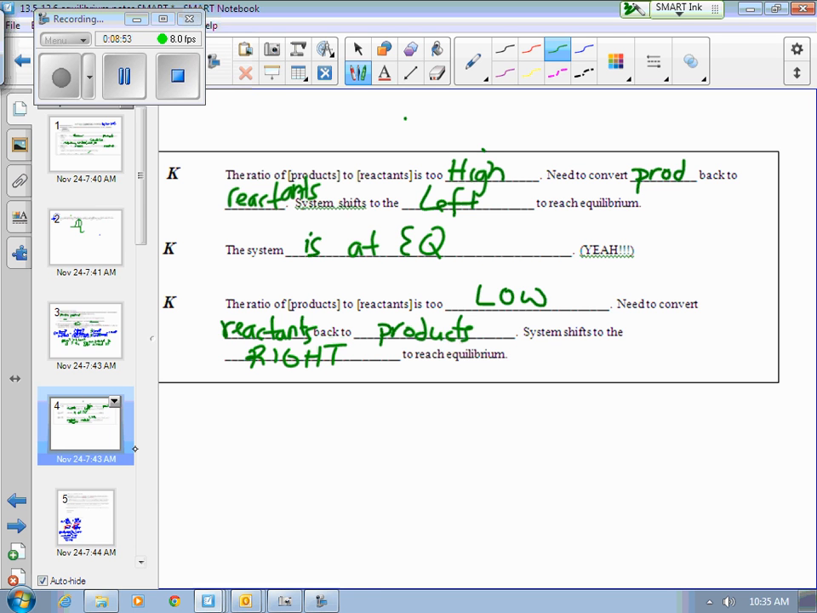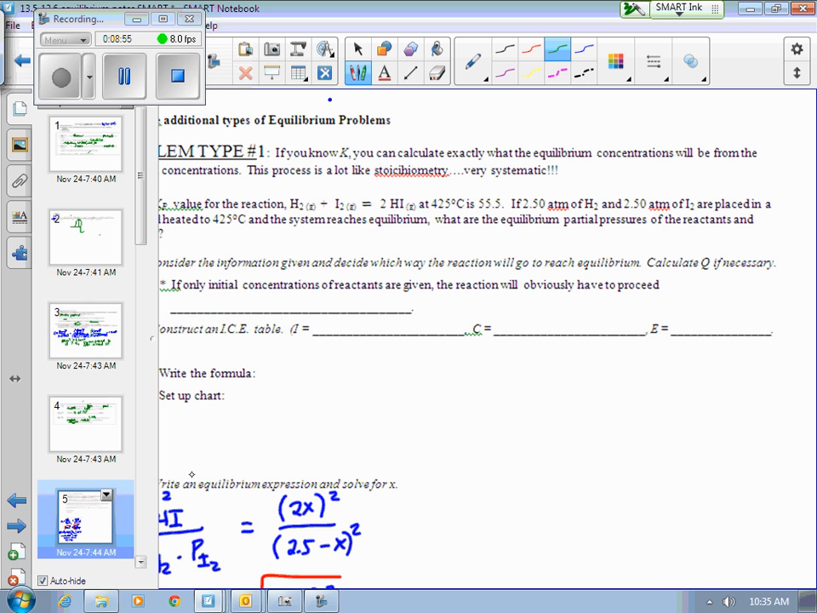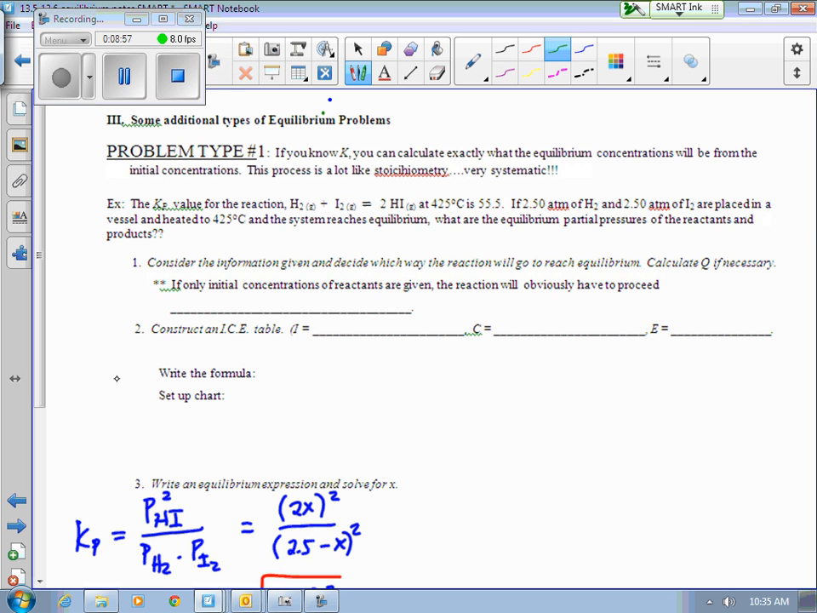We're going to do one more example, and then we're going to practice all this stuff in class, so don't worry. Here's another type of equilibrium problem that you could see. The bottom line is if you know K, the equilibrium constant, you can calculate the equilibrium concentrations for that particular system. And now you are going to love these types of problems. It's very systematic. It's a lot like good old stoichiometry. Okay, so let's look at an example.